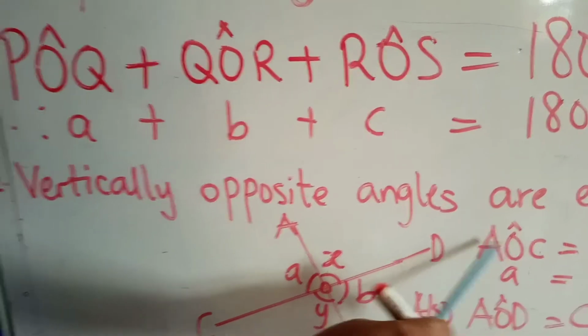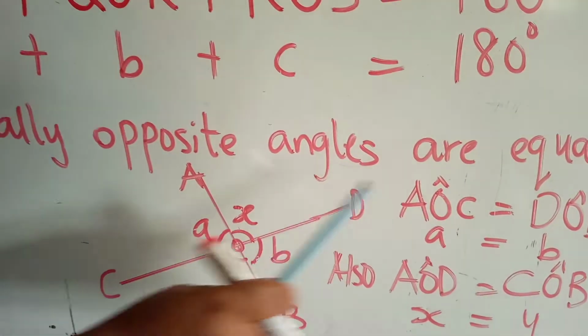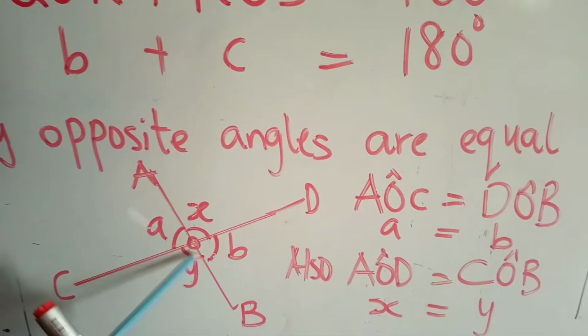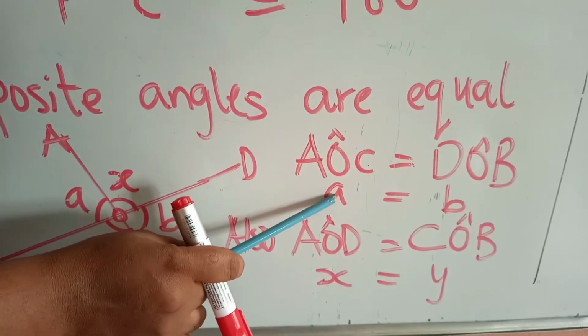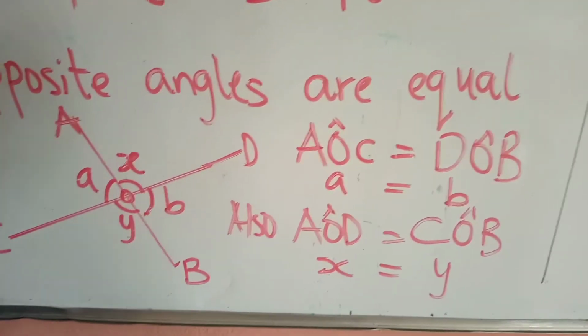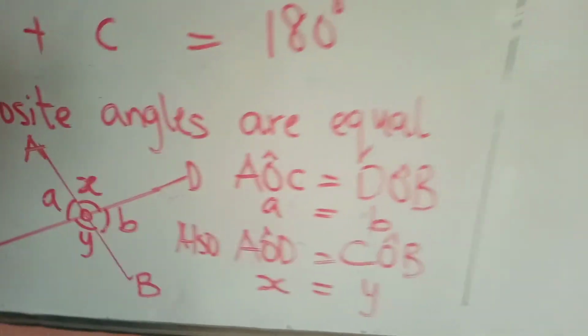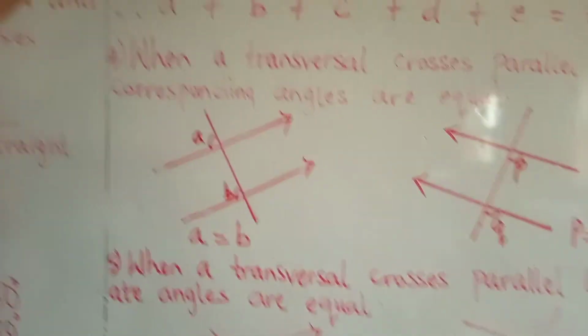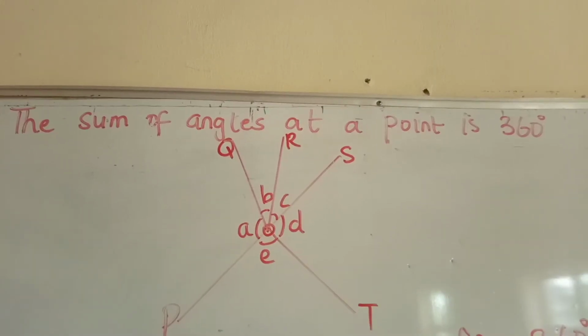We have angle AOC, that is angle A. And we also have angle DOB, that is angle B. You can see that they are equal to each other. That is, angle A is equal to B. And this other one, S, is equal to C. They are similar. Now let's go over to the third one we have. The sum of angles at a point is equal to 360 degrees.